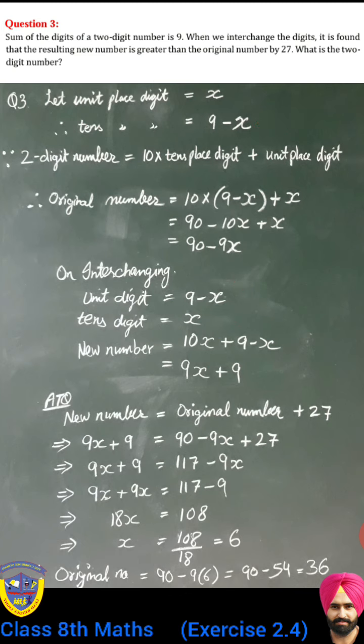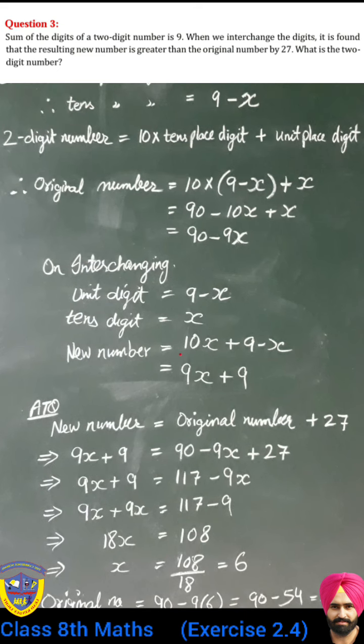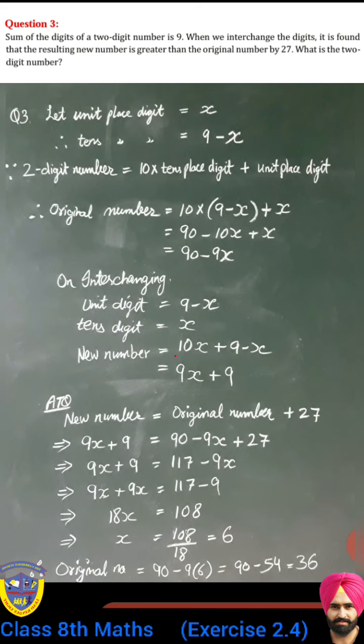Now the new number, by using the same method, becomes 10 times the tens place digit plus the unit digit. You will get 10x plus 9 minus x, you will get 9x plus 9. Now according to the question, the new number is equal to 27 greater than the original number.